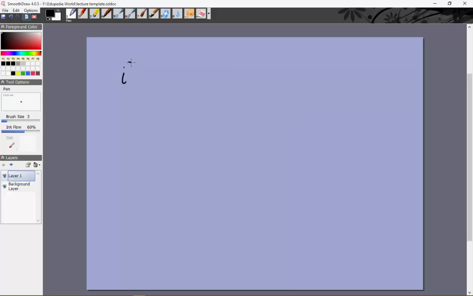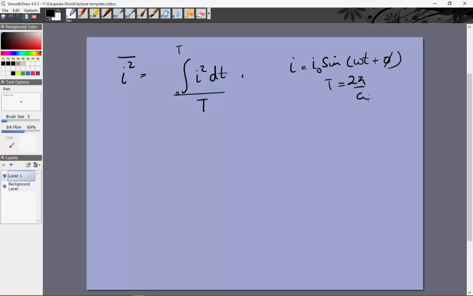First, let's calculate the mean square current, that is equal to integral of I square dt by capital T, from 0 to T. We'll be assuming that I is equal to I0 sine of omega t plus phi, and capital T is equal to 2 pi by omega. So let's calculate this. This will come out to be equal to, I'll just write 1 by T outside, integral from 0 to T, I0 squared sine squared of omega t plus phi dt.